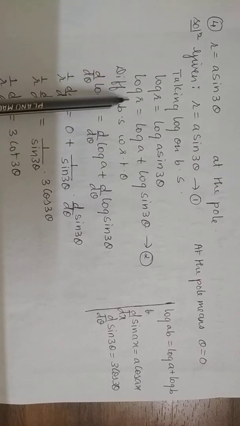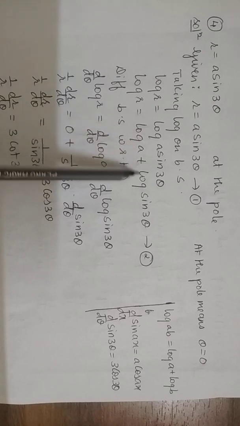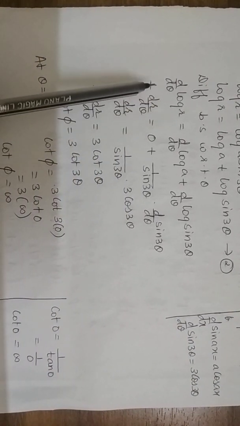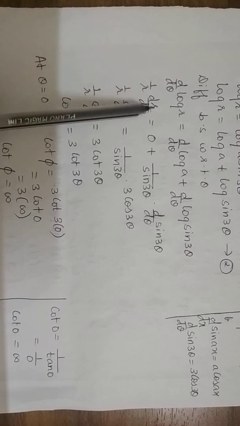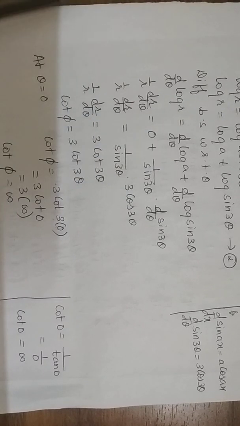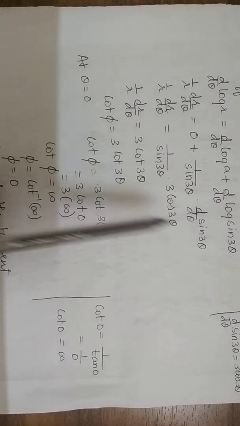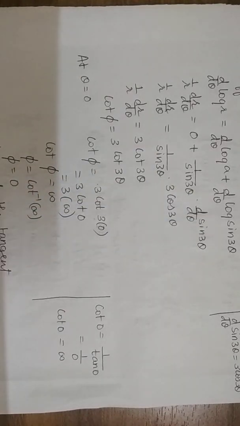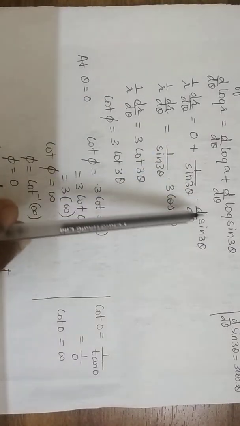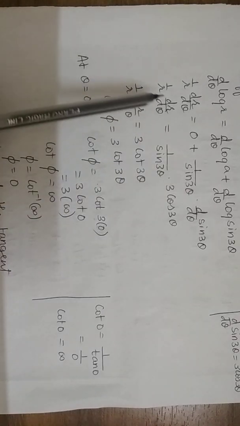So differentiation of log r is equal to differentiation of log a plus differentiation of log of sin 3 theta. When we are differentiating log r, it is as good as log u differentiation, that is 1 by u into differentiation of u with respect to theta. a is constant, so the derivative of log a is 0. Derivative of log of sin 3 theta is as good as log u derivative, that is 1 by u into differentiation of u.